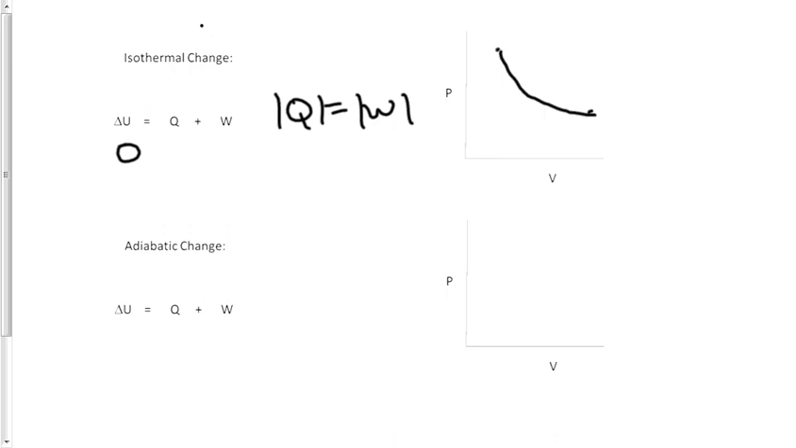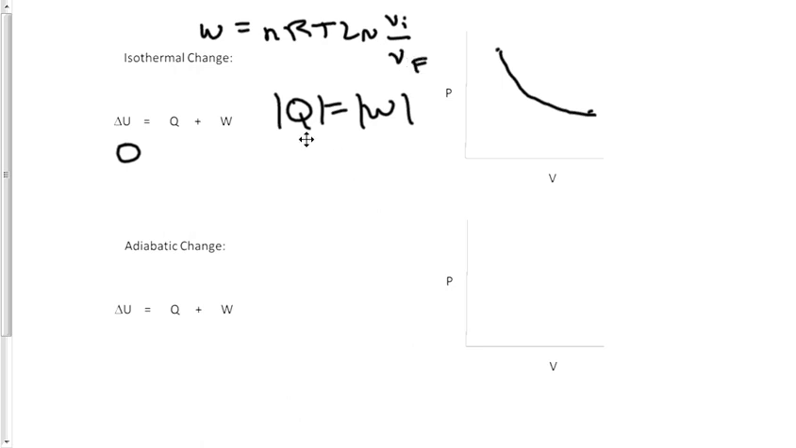The work is equal to nRT natural log of volume initial divided by volume final. Now I've written the equation this way in order to always get the proper sign for work in this case. So if the volume expands, then volume final is larger than volume initial. You'll end up with a negative when you do the natural logarithm of that. And then of course vice versa.